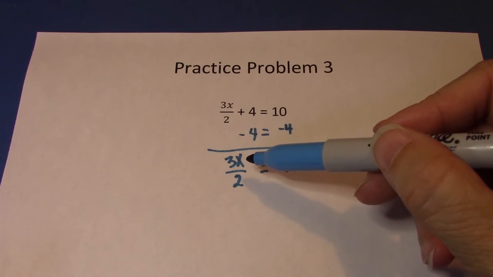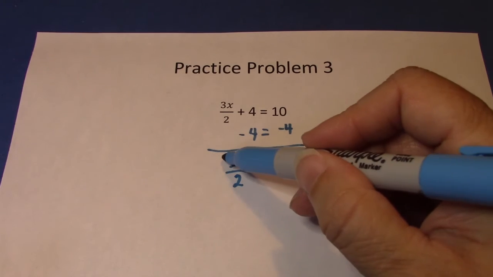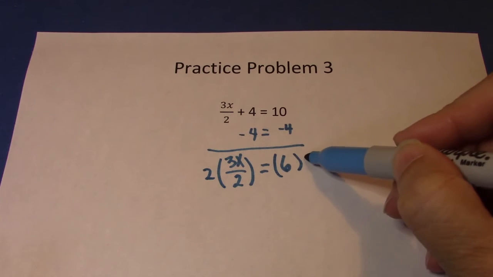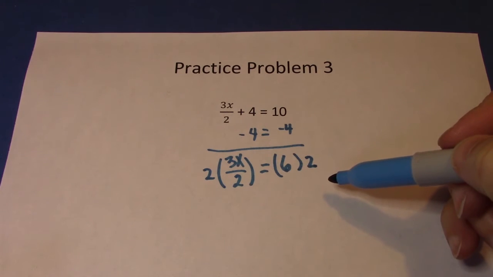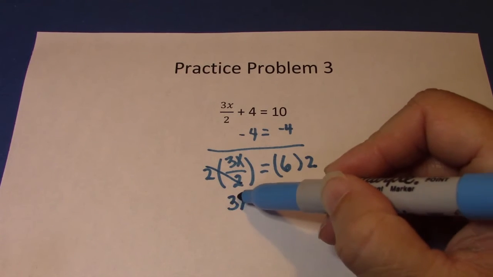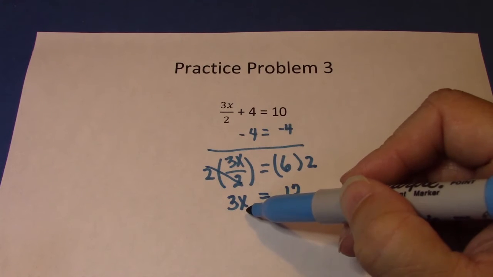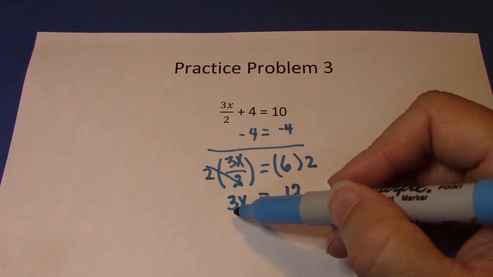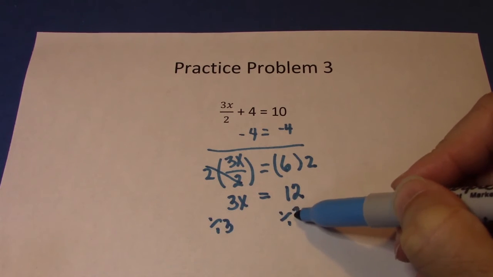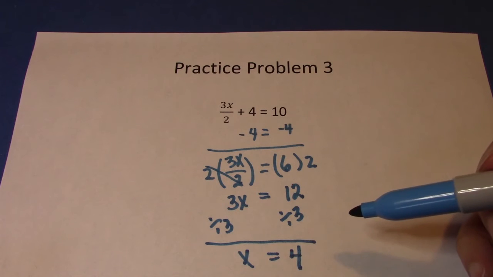Now 3x is being divided by 2, so let's multiply by 2. I'm going to write it this way this time. So both sides are being multiplied by 2. I have to do the same thing to both sides. That cancels this out, and that's 3x equals 12. Now with x being multiplied by 3, I'm going to do the opposite, which is divide by 3. I'm left with x equals 4.